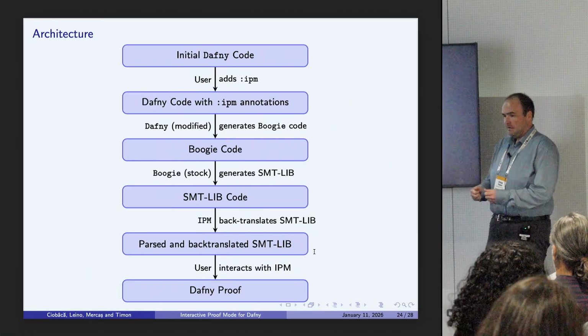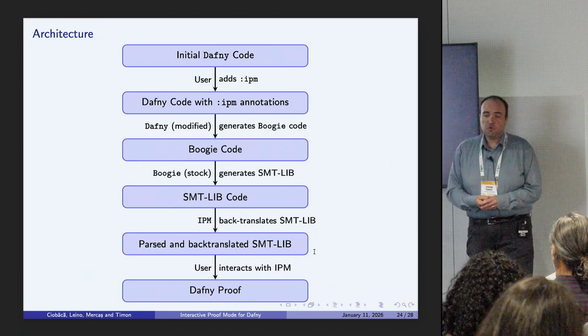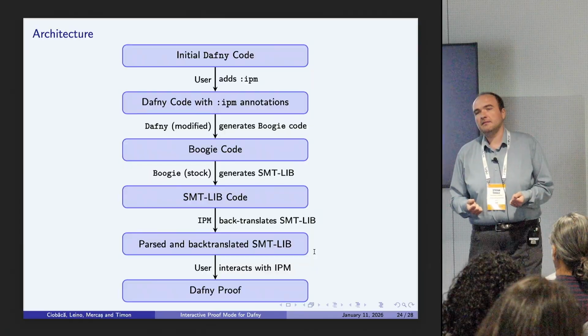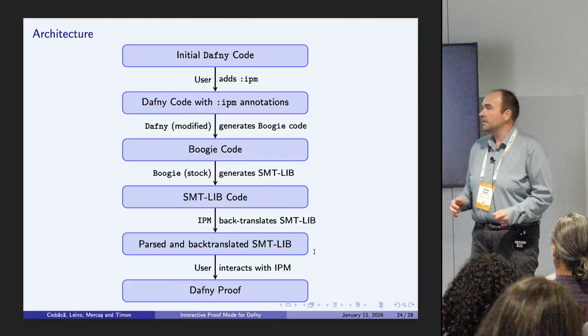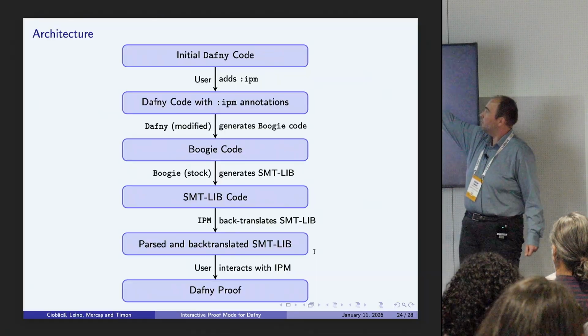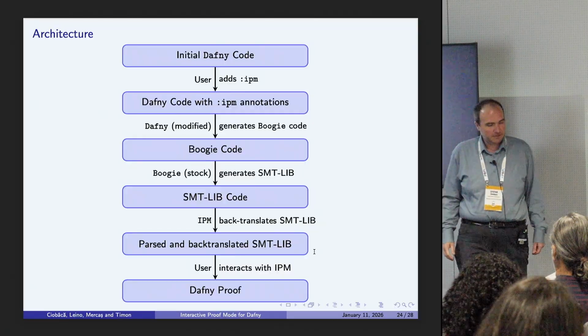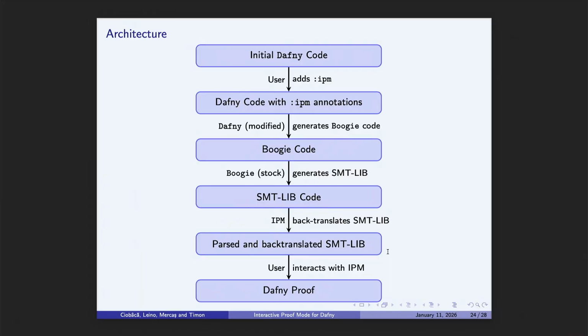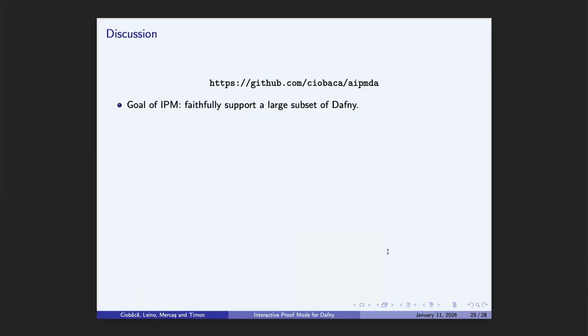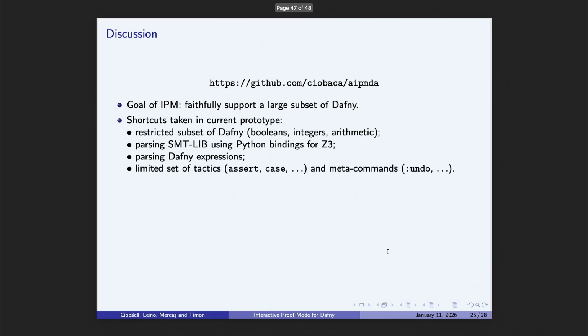Dafny speak. The user interacts with the proof mode, and during the interaction process, we do not call Dafny again and again. So there is just one call to the compilation pipeline, which is here. And finally, the proof is output. You can take a look at the proof mode. It's on GitHub. The goal is to support, in a faithful way, a large subset of Dafny.